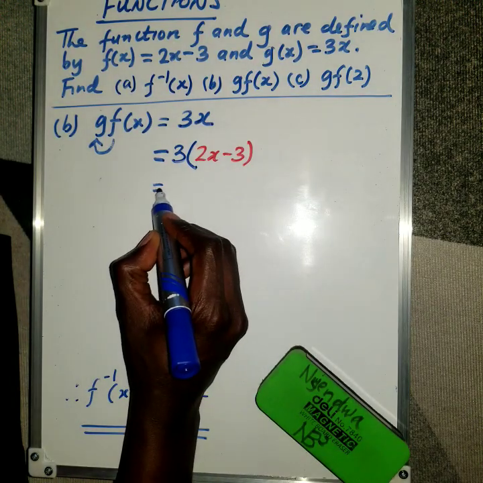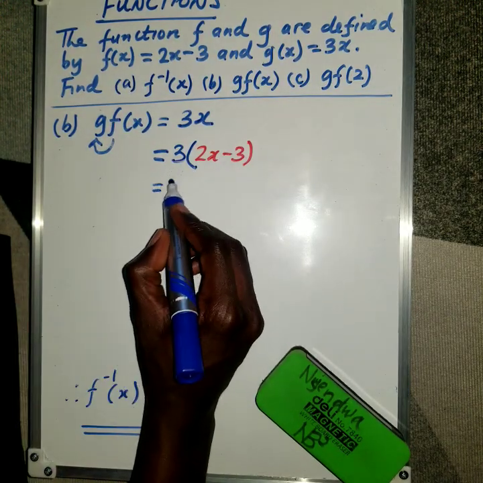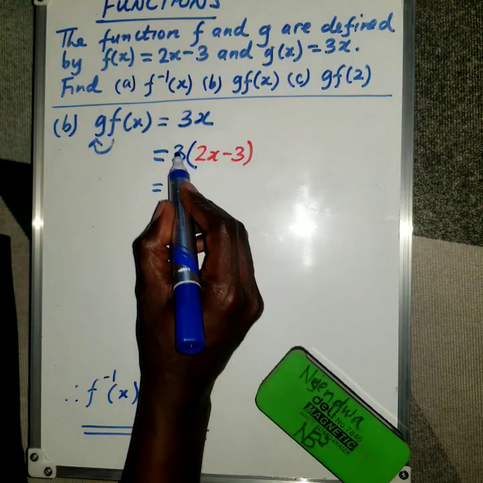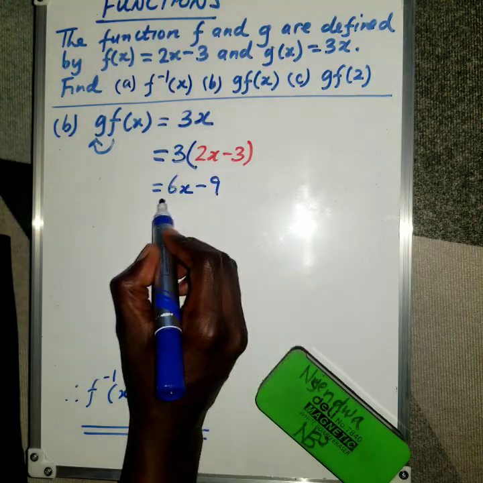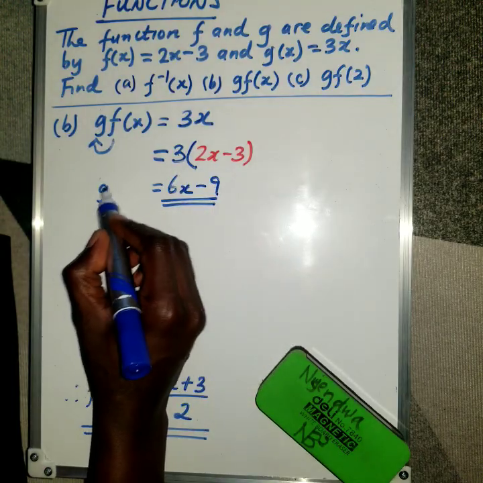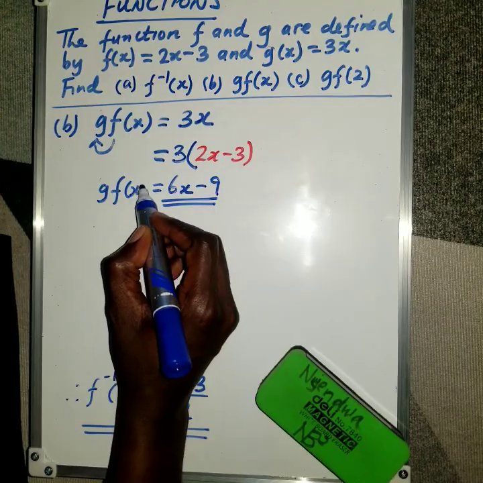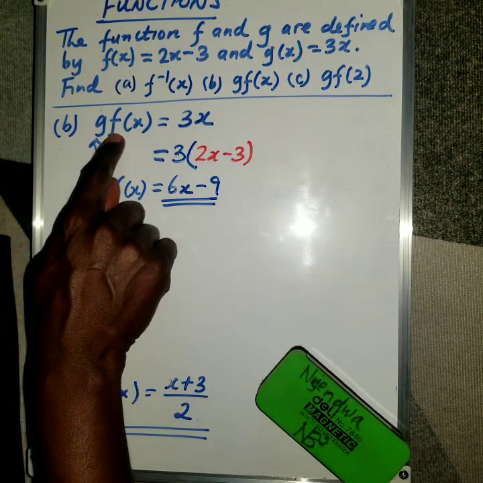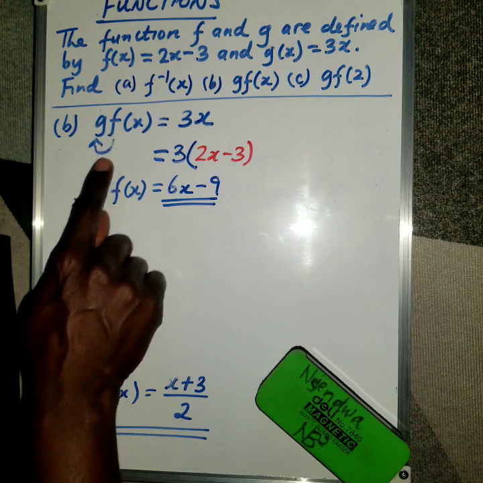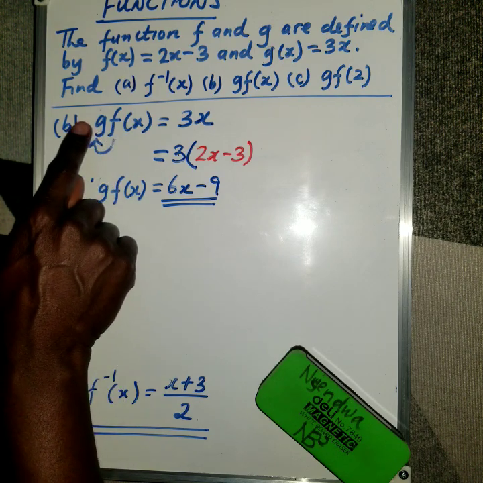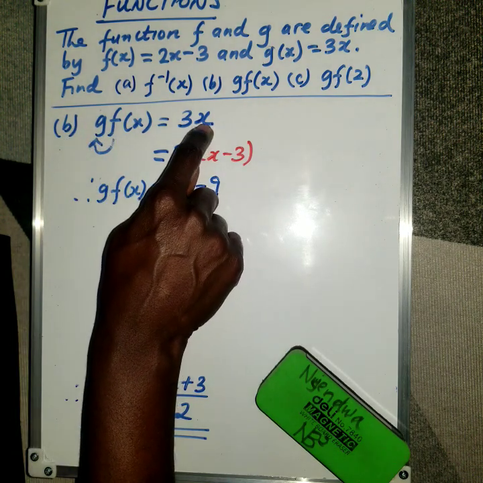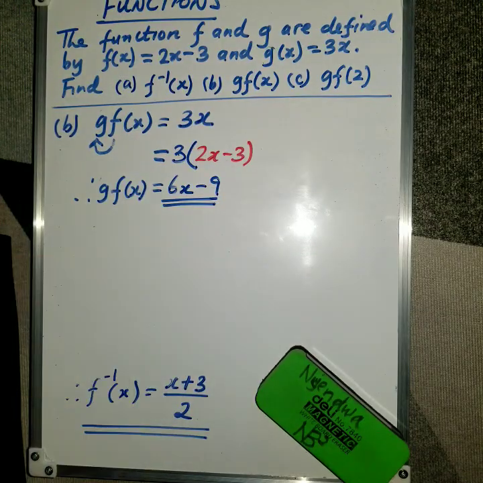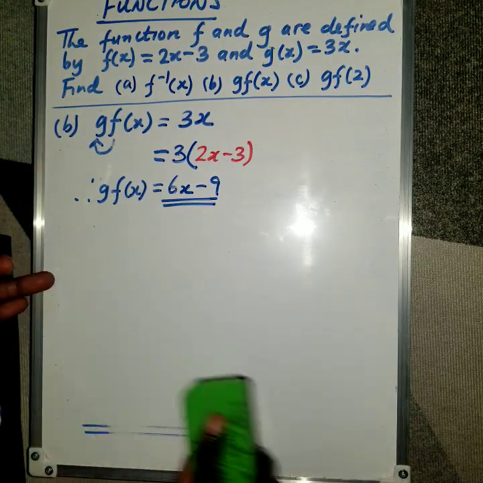So if you look at that, you just expand. This times that will give us 6x. This times that will give us minus 9. It simply means you have found g of f. That's what they mean there. So you are substituting the first function wherever there's x. That's what they mean. And try to simplify that.